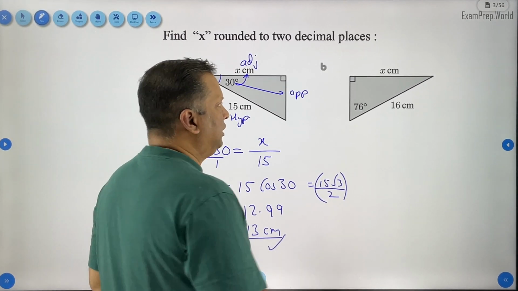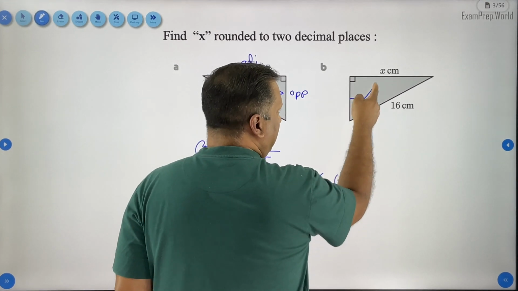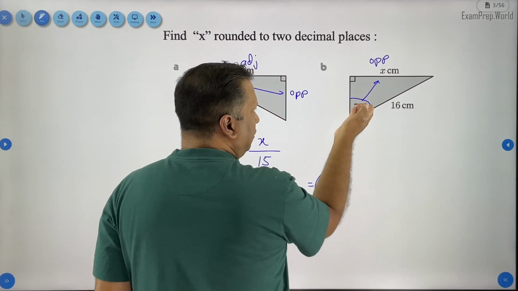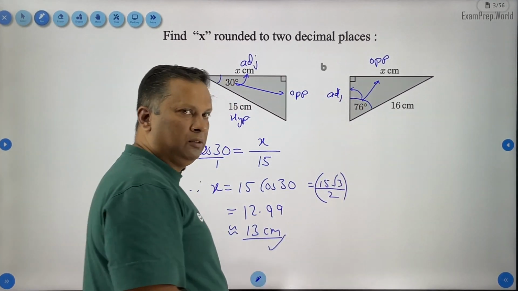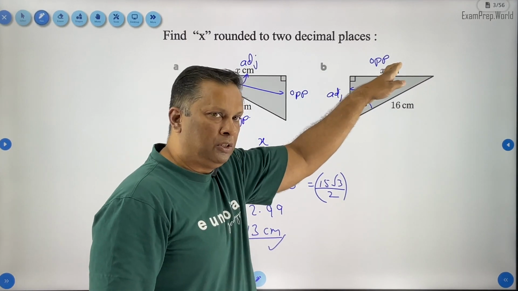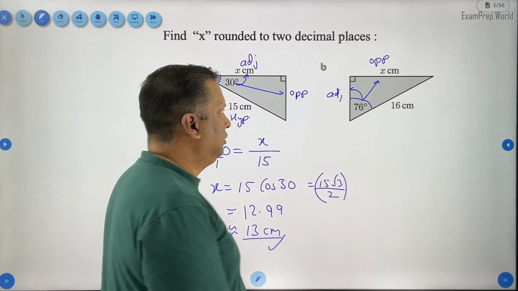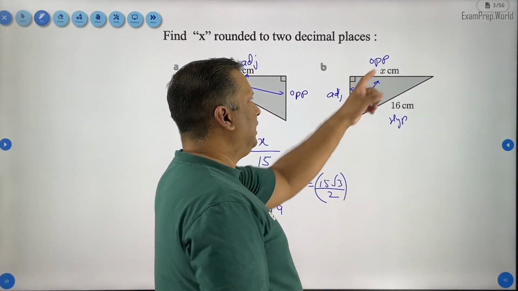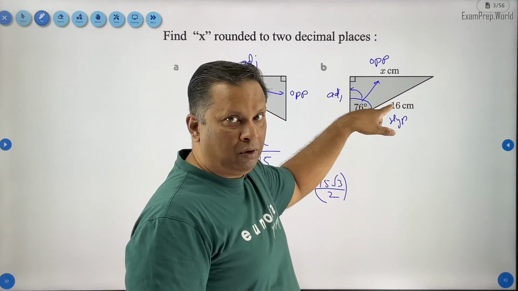Here, where is our theta? Theta is here. Which is the opposite side? Look opposite to the theta. So this becomes opposite, and which is next to it? This becomes adjacent, because theta is here. So adjacent and opposite. And the longest side, which is opposite to 90, is the hypotenuse, right? So this is the hypotenuse. We want x, which is opposite, and the hypotenuse is already given.